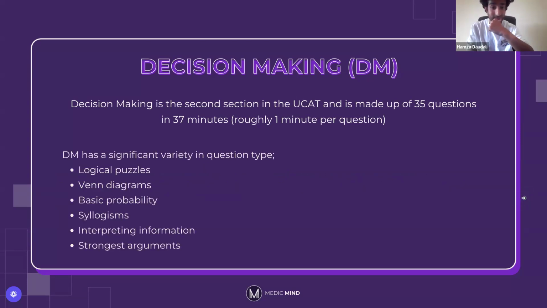Again, there is significant variety in question type, but although there is variation in how they're expressed, what they're testing is very similar. The logical puzzles, the Venn diagrams, the probability, even the syllogisms can be approached using a Venn diagram approach, as well as interpreting information and strongest argument questions. They're all testing your ability to logically appraise data that you are provided.